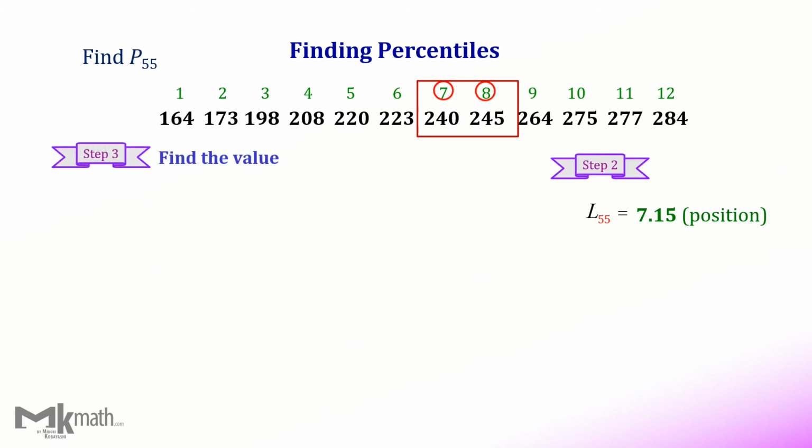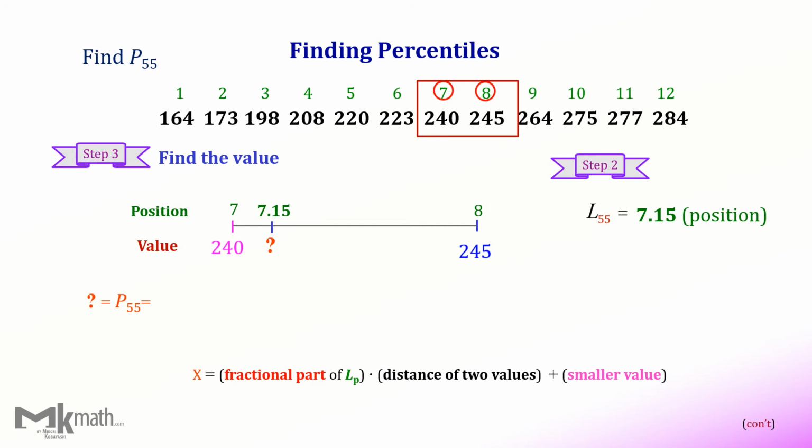Step 3. Find the value for the position 7.15. Try to draw a diagram. First, place the position number 7th and 8th. Then place the value for each position. The value in 7th position is 240 and the value in 8th position is 245. So the 55th percentile must be somewhere between 240 and 245. Let's find the exact value next using the formula below.